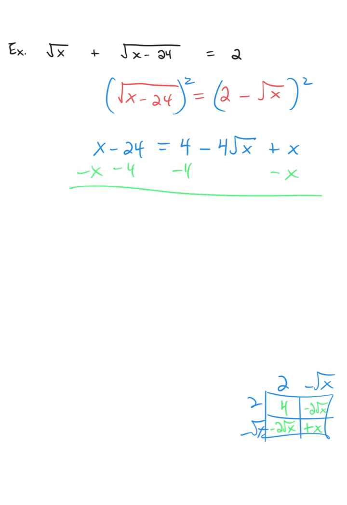And when I do that, I get something pretty here, which is negative 28 is equal to negative 4 square root of x. Well, I can divide both sides by negative 4 at this point, and I get 7 equals square root of x. Now, I'm going to square both sides, and when I do that, I get x equals 49. All right, here's the importance of why we check it.